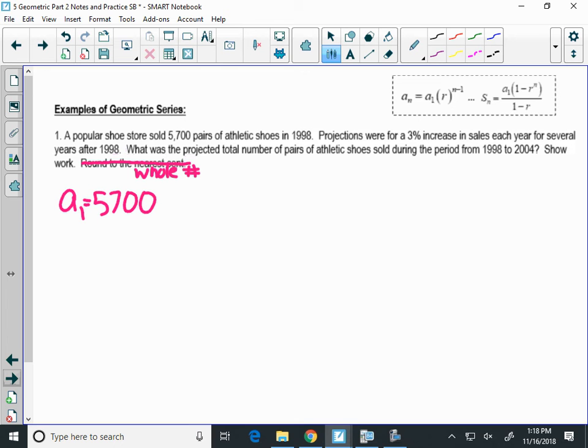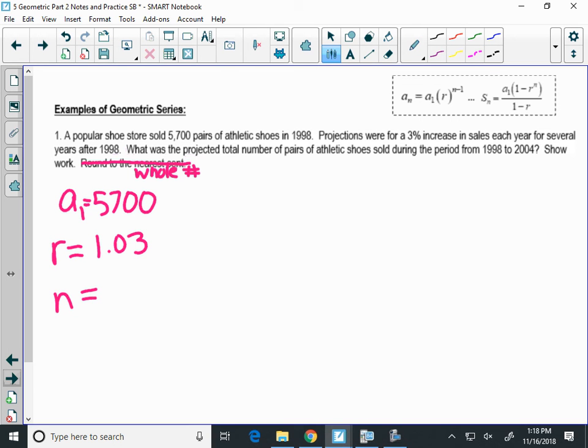All right, now we have a projection for 3% increase in sales. We did one like this a little bit ago. If I'm increasing by 3%, what should be my common ratio? 1.03. Okay. For several years after 1998, how many pairs of shoes were sold from 98 to 2004?